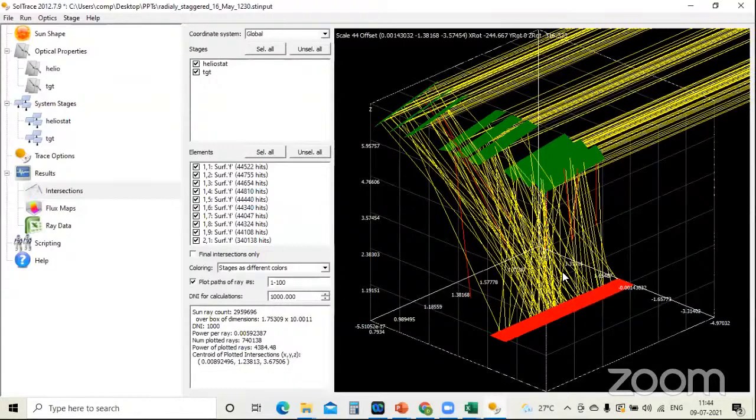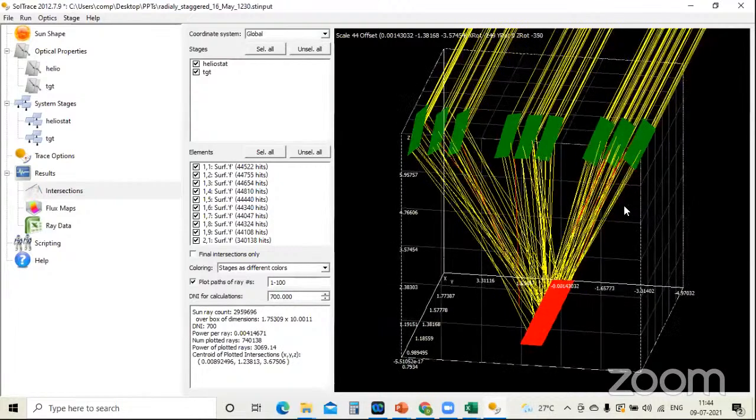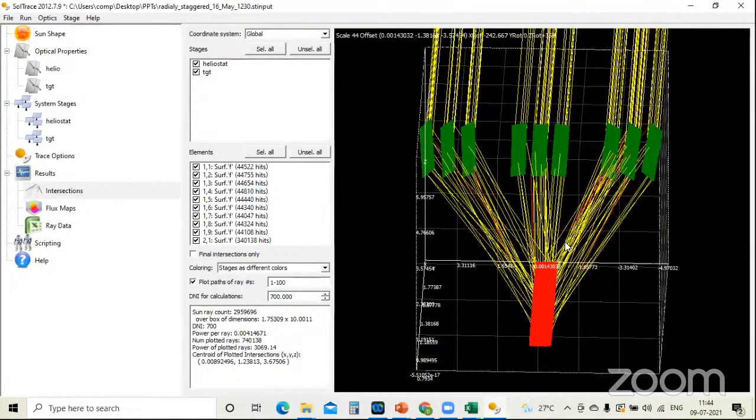On the receiver, we can find out the flux. And here you can change your DNI value. It may be 700, 800. That value you can change here and accordingly, the intensity will change. This is the intersections or the location of the heliostat we can see from this.